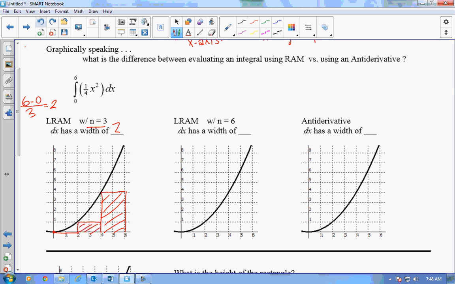What would give us a better approximation? More rectangles. Let's do n equals 6. Okay, Joanna, if we have 6 rectangles from the limit 0 to 6, how wide would each rectangle be? 1. Good. Width of 1. Still with the left endpoint. It's still an under approximation, but is it a better approximation? Are we encompassing more of the area? Yeah.